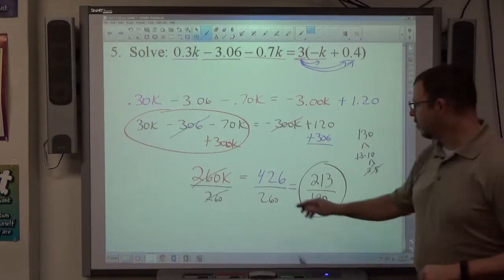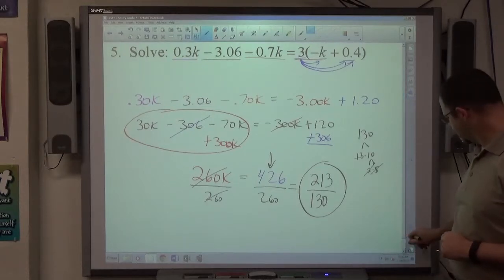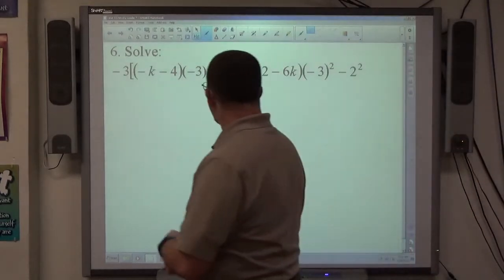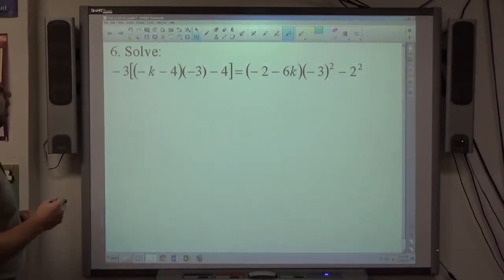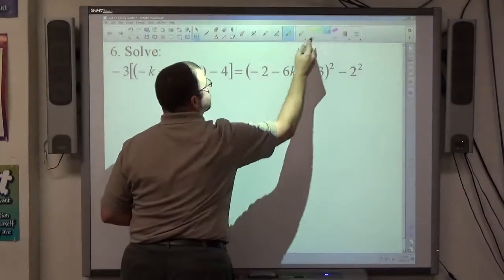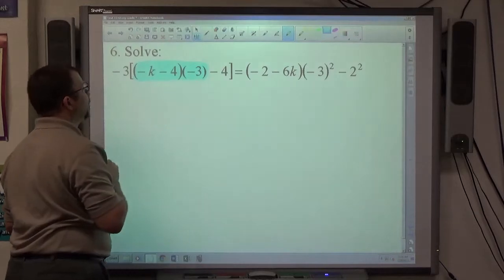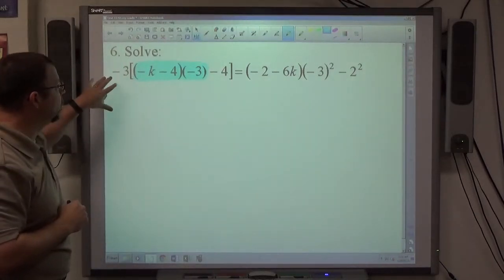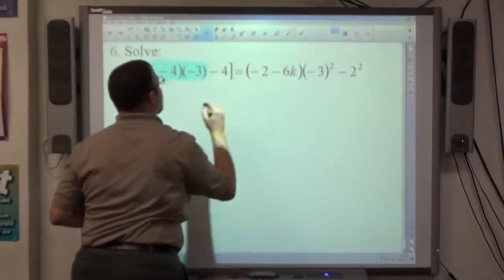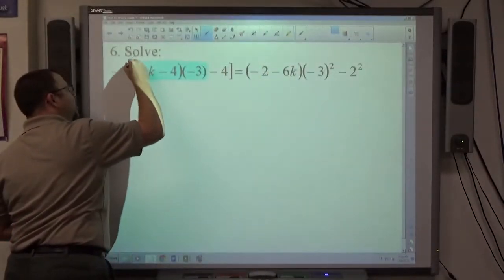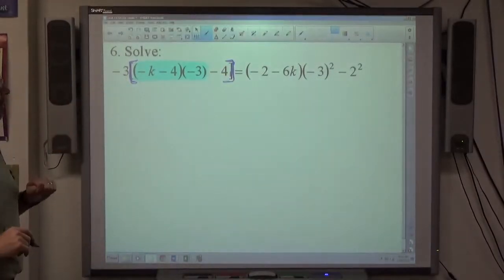I'm not going to count an unreduced answer, but just try and create a habit where you're reducing whenever possible. Number 6. Okay, the trick to this problem is simplification and being careful in your simplification. The first thing I deal with in this problem would be this distributive property here within the brackets. This -3 I'm going to hang on to until I get this bracket, the entire bracket, completely simplified. So looking at this expression, what's inside this bracket needs to be simplified completely before I deal with that -3.